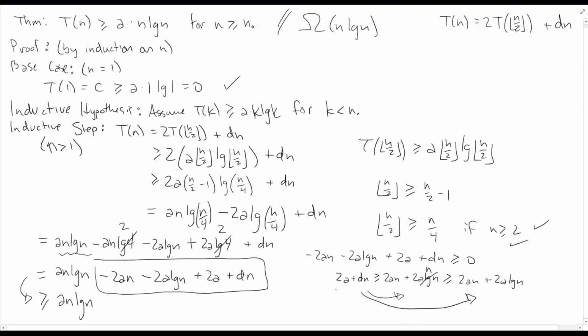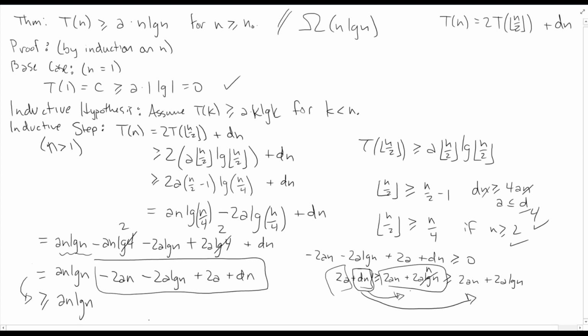I'm going to go one step further. I'm going to say, look, if I could just show that this dn by itself is greater than this here, then the dn plus the 2a must be greater than this. So again, I'll move my scratch up here. The final thing I want is dn must be greater than or equal to 4an. And that one I can easily calculate. Cancel out my n's on both sides. It looks like my a needs to be less than or equal to d over 4.